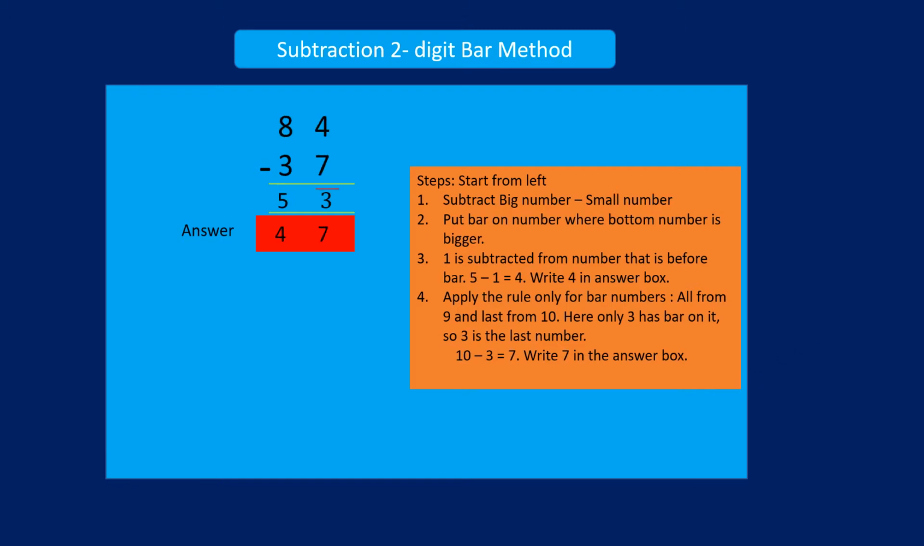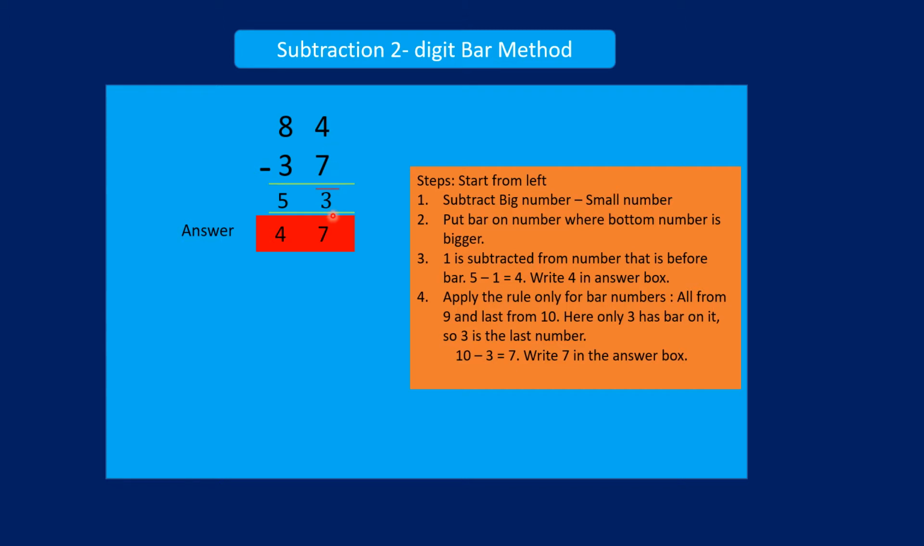84 minus 37. Again we start from left. First step, subtract big number minus small number. So the big number is 8. 8 minus 3 is 5. And here the big number is at the bottom, 7. 7 minus 4 is 3.